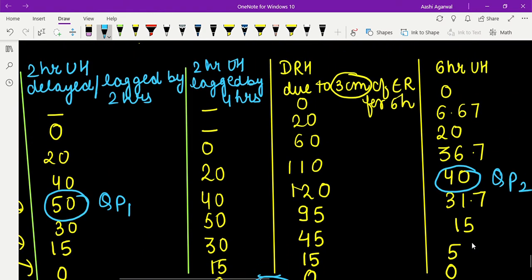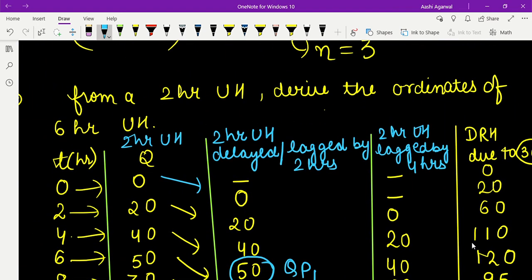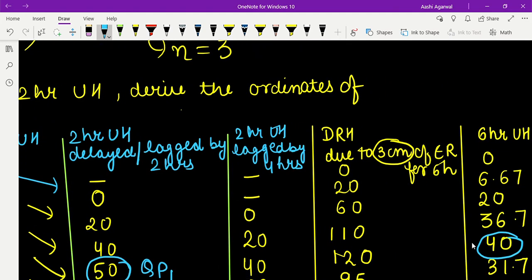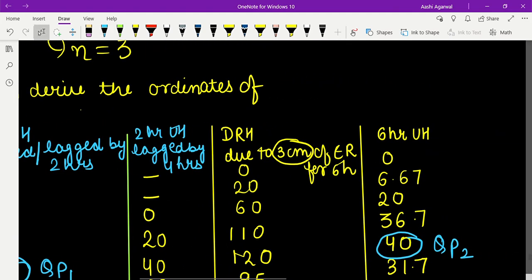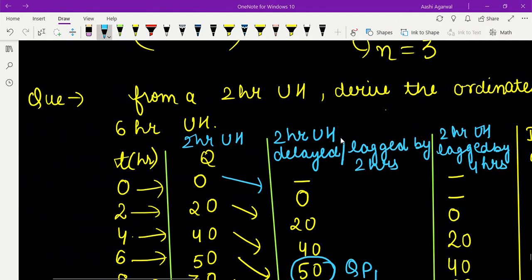In this problem we have learned how we can convert from 2-hour to 6-hour, from 3 to 12, from 4 to 24. Like that you can keep on converting by using the method of superposition. First you have to shift the ordinates, then find the DRH, and then from DRH to UH you can simply find by dividing the ordinates by x centimeters of runoff. This was our aim in this particular lecture. I hope you understood.